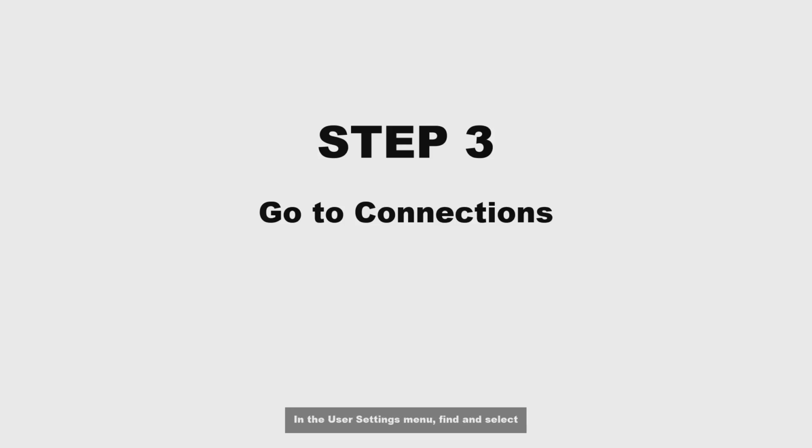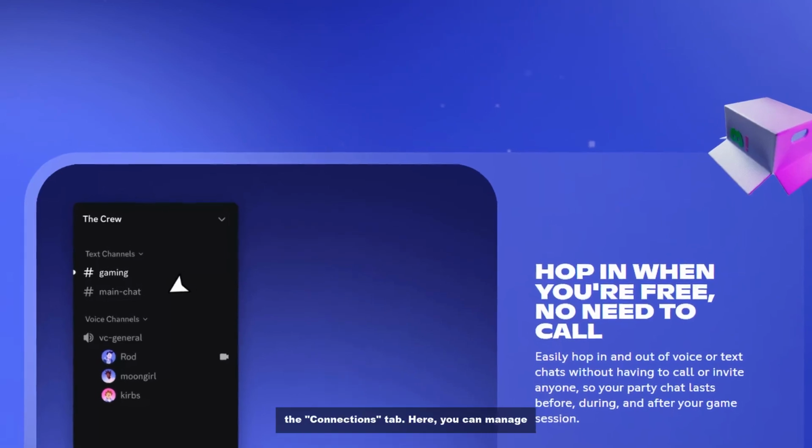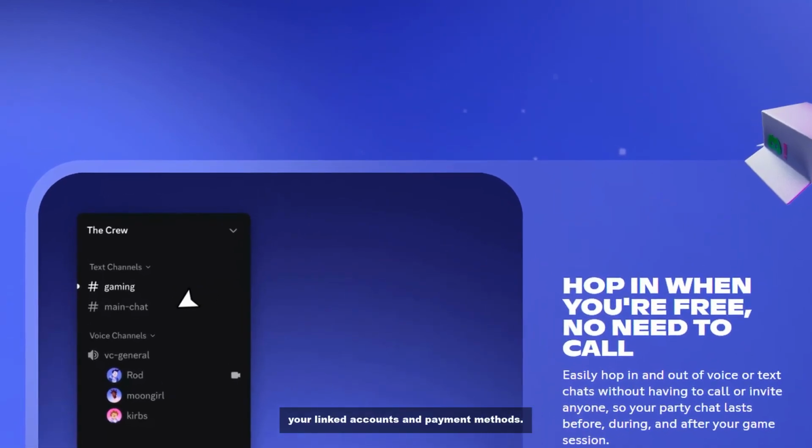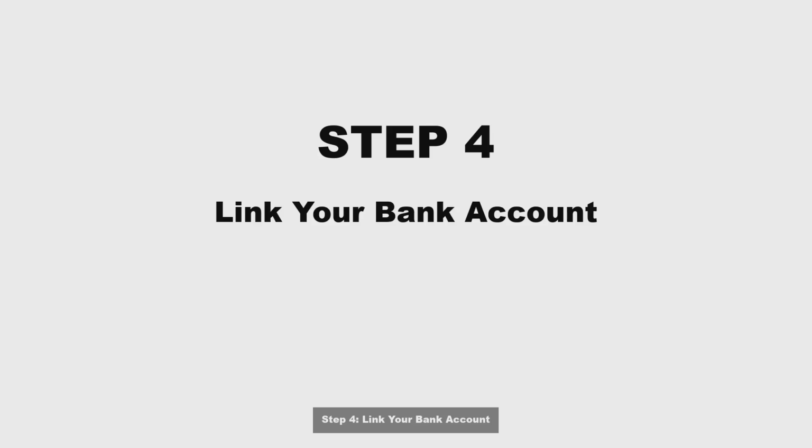Step 3. Go to Connections. In the User Settings menu, find and select the Connections tab. Here, you can manage your linked accounts and payment methods.